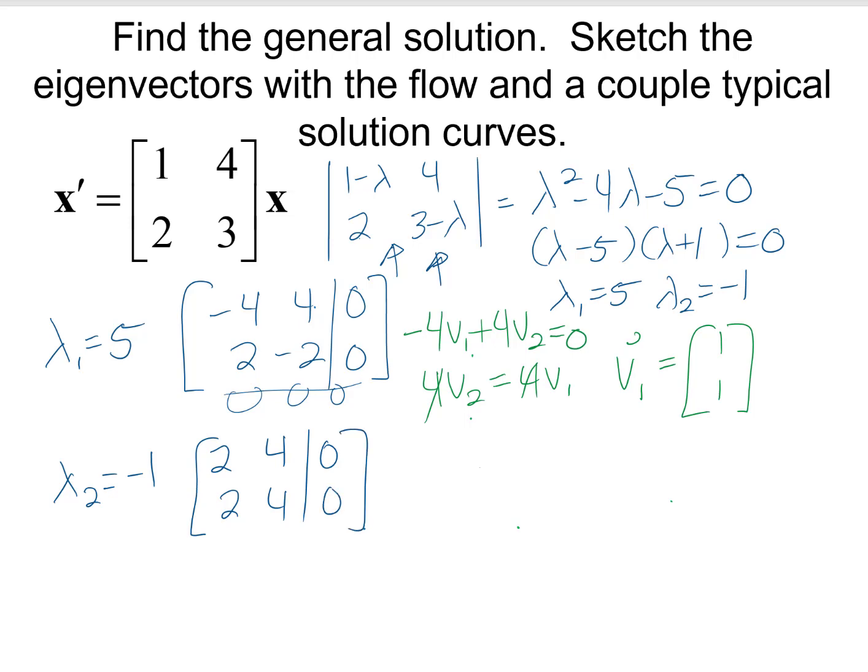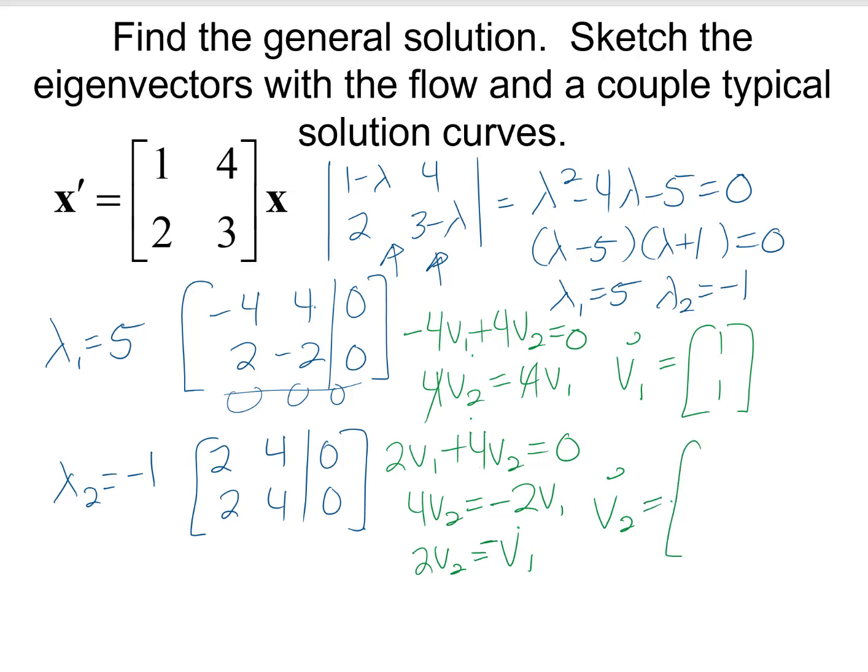Let's go ahead and just put the variables back in. 2v1 plus 4v2 equals 0. So 4v2 equals negative 2v1. And so 2v2 equals v1, negative there. All right, so an eigenvector for that one. Let's go ahead and let v2 be negative 1. That way if I put a negative 1 in right here, then we see that v1, the negatives cancel, and v1 must be 2. So there's our corresponding eigenvectors, and now we build the solution.